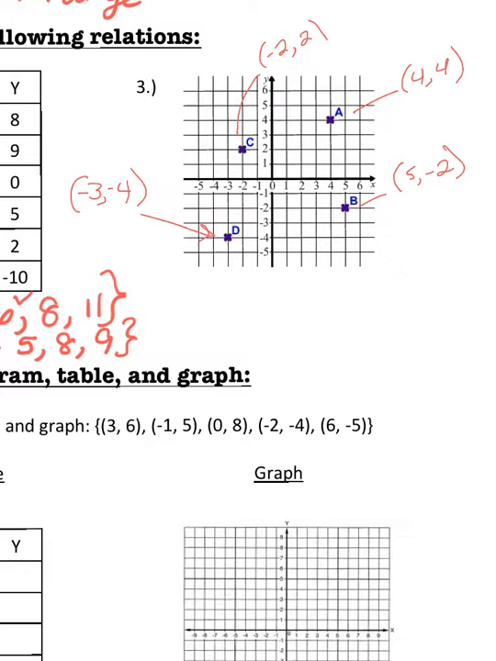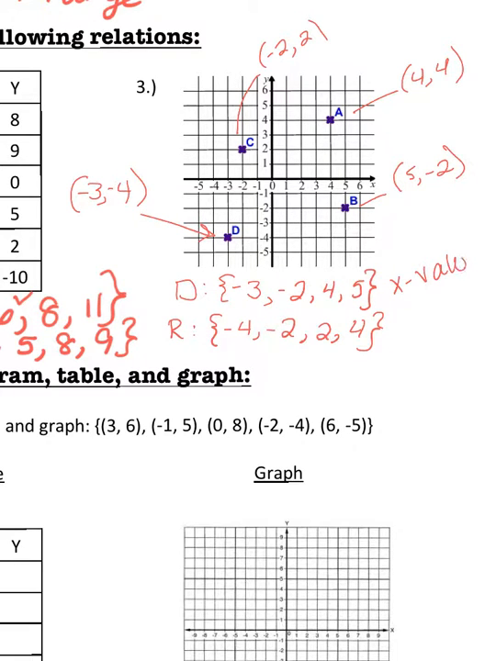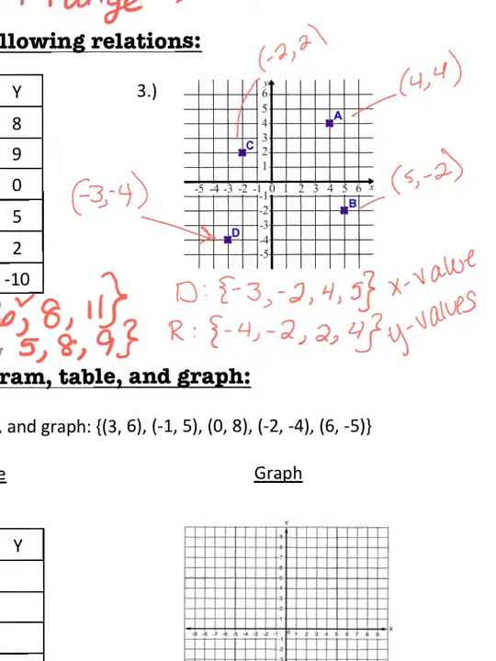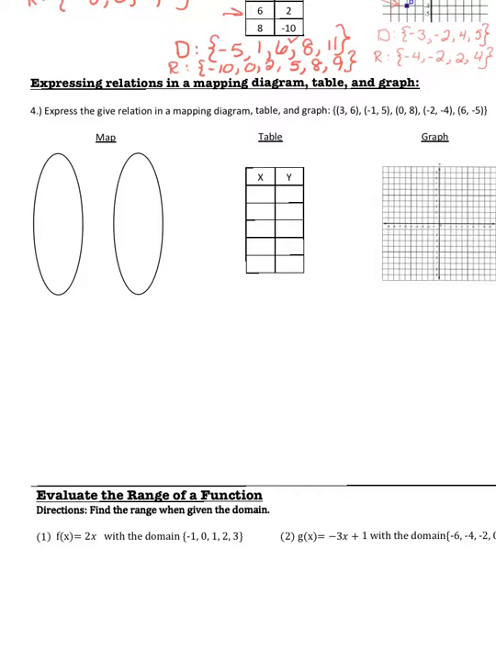So it's a little easier now to write the domain and the range. The smallest domain value is -3, and then I've got -2, then 4, and then 5. And then my range would be, our smallest is -4, then -2, then 2, and then 4. So all my y values. Again, these are my x values, and this is my y values.